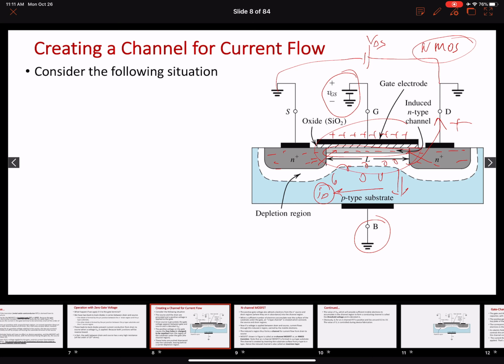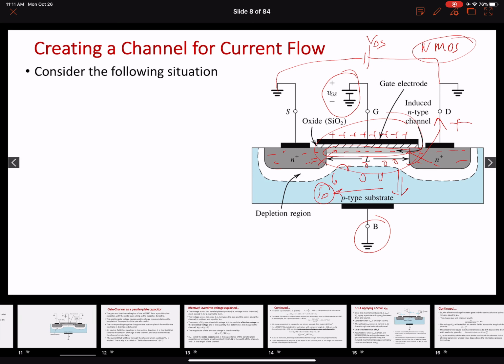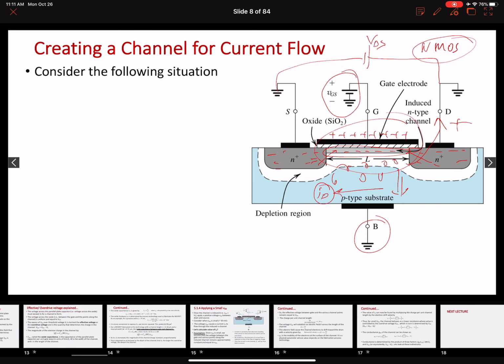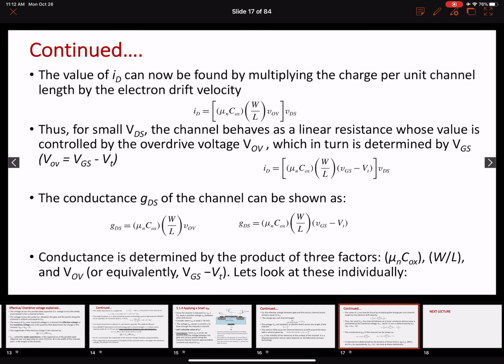We also saw that it behaves like a parallel plate capacitor, and the conductance of this parallel plate capacitor depends on a few factors. One is the amount of the voltage that we have applied. It also depends on the aspect ratio of this channel, W over L, the capacitance of the oxide layer, and the mobility of the charge carriers. Over here it's an NMOS, so mobility of the electrons. We ended up deriving this equation for the drain current for an NMOS.